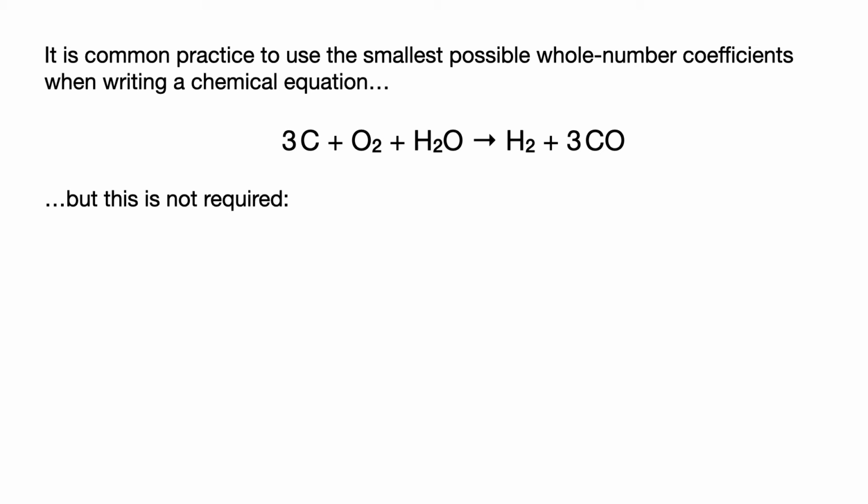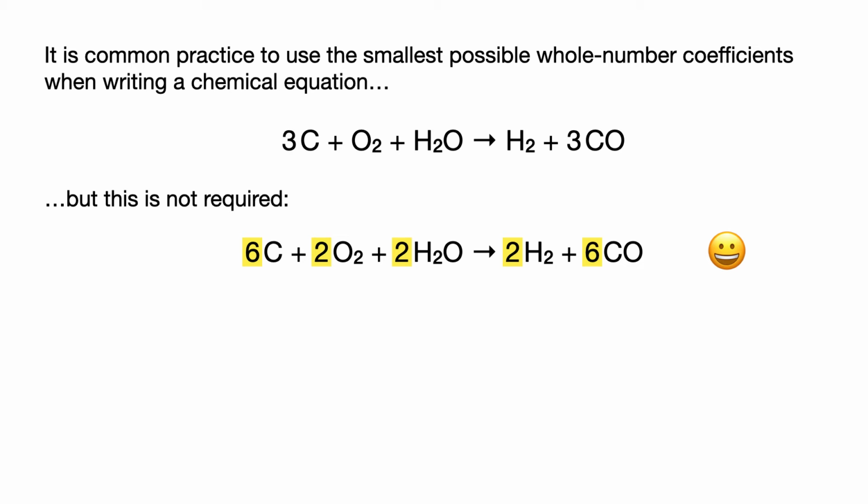For example, we could double all the coefficients in this reaction. We could have 6 carbons plus 2 oxygens plus 2 waters, give us 2 hydrogen molecules and 2 carbon monoxide molecules. That's a perfectly valid description of this chemical reaction. It's not the smallest possible set of coefficients, but it's perfectly good.